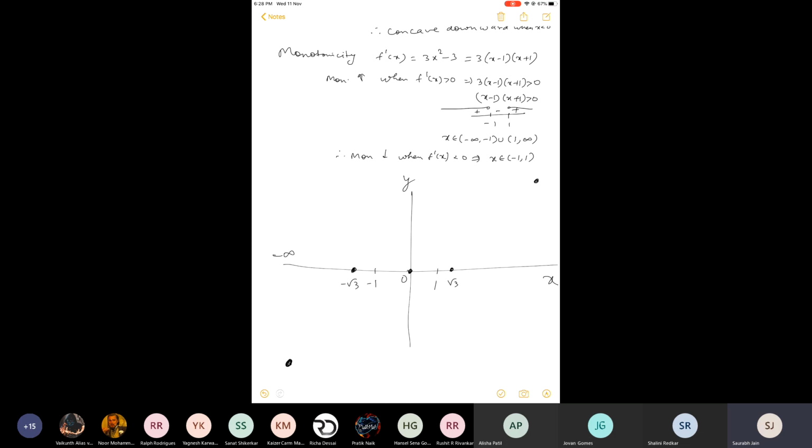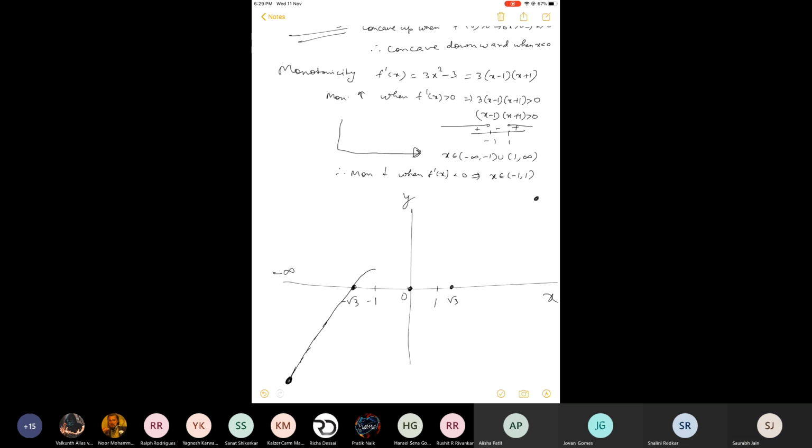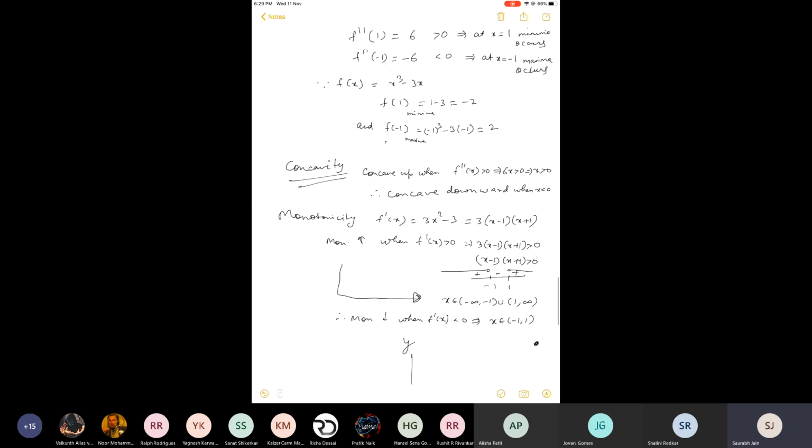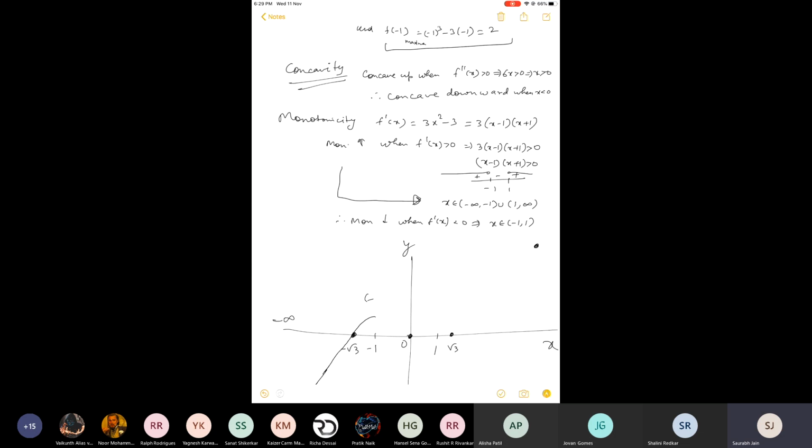See this thing first. The function is monotonically increasing when x is from minus infinity to minus 1. That means to the left of minus 1 the function is always increasing. How to use this? Draw a graph which is increasing here. Now at minus 1, you will have to connect 2, 3 things at the same time. This is your increasing part. Also at minus 1, maxima is occurring and its value is 2.